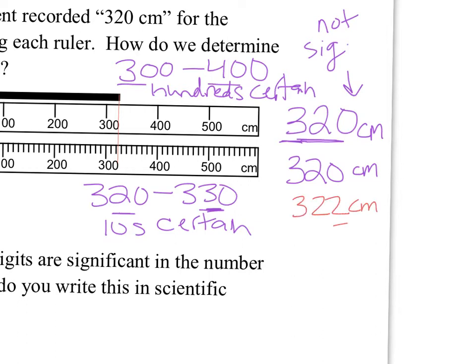Okay? And that's because this ones place now is the one that I'm estimating, and that has value. I know for sure that it's over 320 and less than 330. So this number is significant, okay? So if the student said it was 320, in this case, the 0 is significant, because the ruler was more precise, right? So in this case, the ones place is significant, whereas in this other case it's not, okay?